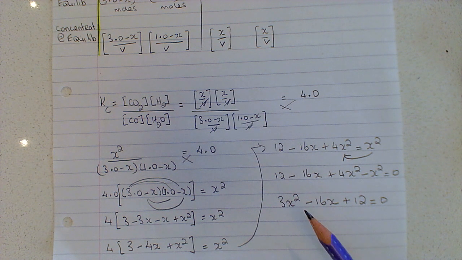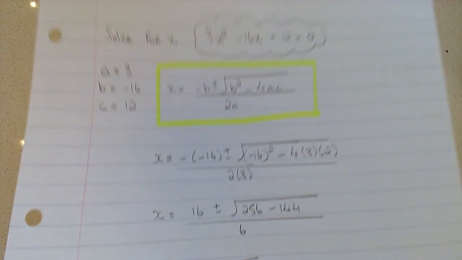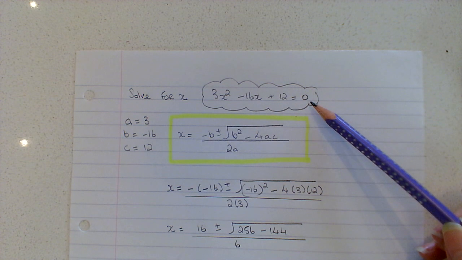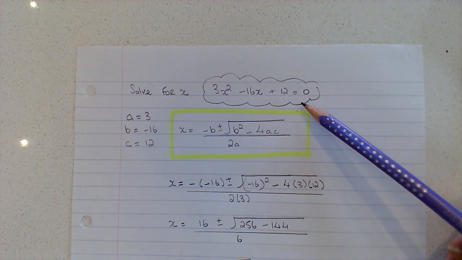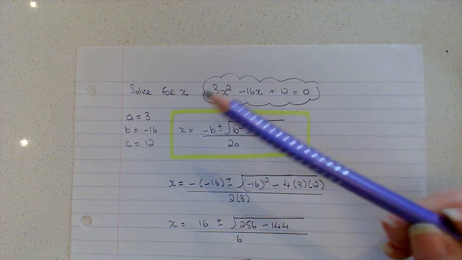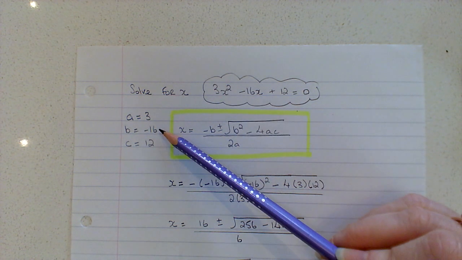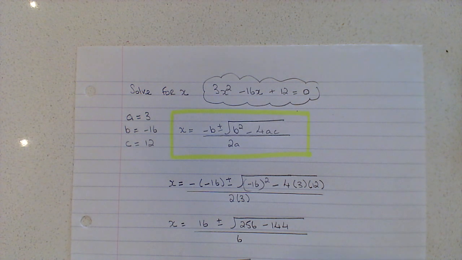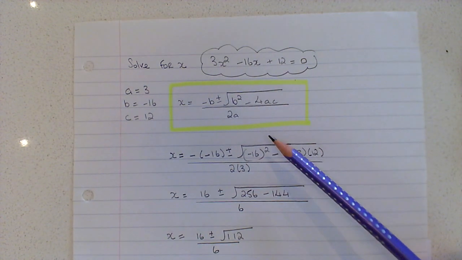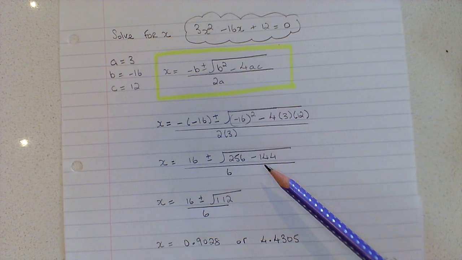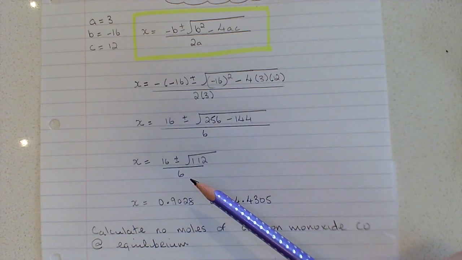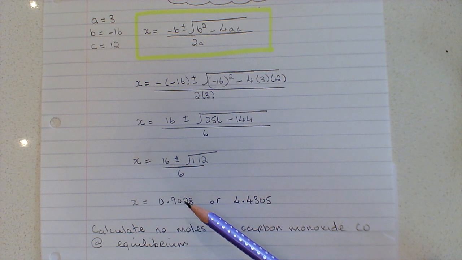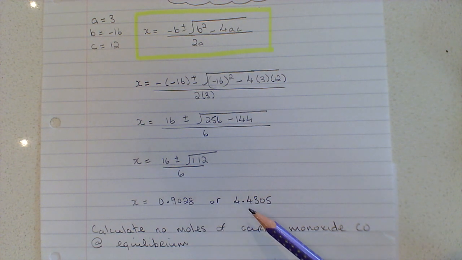So I have a quadratic here, folks, and I want to solve this to find the value for x. So I use my good old minus b formula, straight from my table book. I've written out my minus b formula. I've established my a is 3, my b is minus 16, and my c is 12, and I sub them into the formula and do some number crunching using my calculator. So I'll end up with two values for x, 0.9028 or 4.4305.